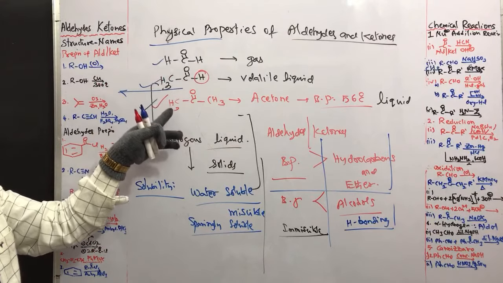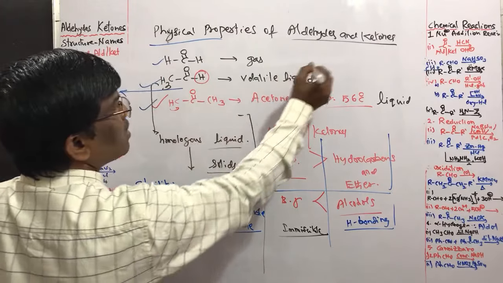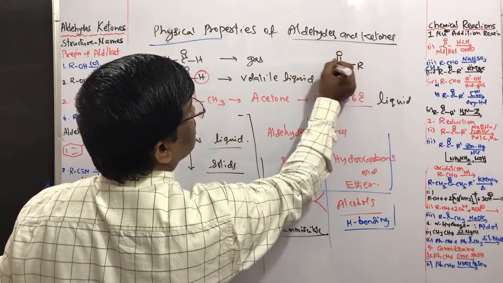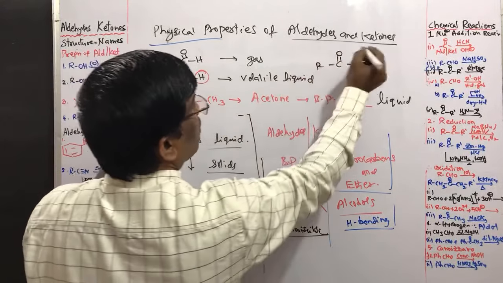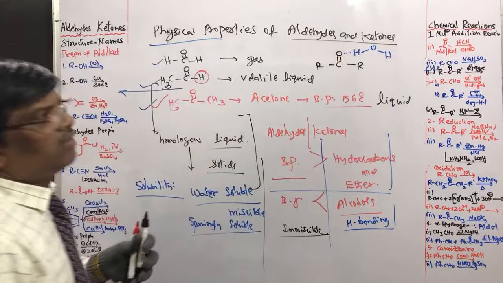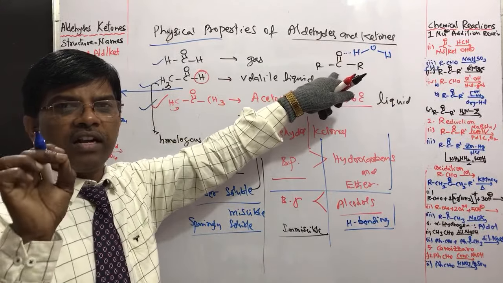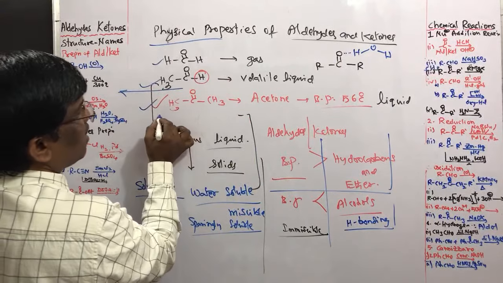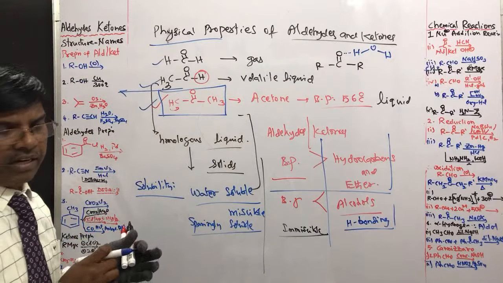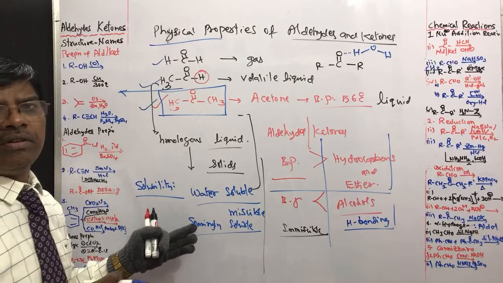So the lower molecular weight compounds are soluble in water, because these compounds will form hydrogen bonding with water. That is why acetone is soluble in water, and acetone is used as a solvent for washing in the organic synthetic laboratory. Yes, students. So this is how physical properties work, nothing much to worry about.